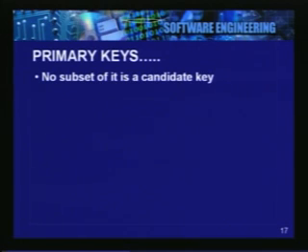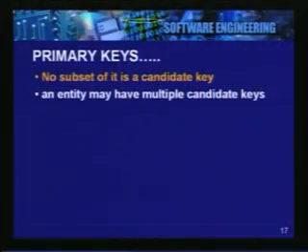Now, no subset of a candidate key is a key itself. So, in case a key contains more than one attribute, then all those attributes must be required, and we cannot do away with a subset of that. We cannot drop any attribute from that composite key. So, a candidate key may be a single attribute or multiple attributes, but when it contains more than one attribute, it should not have any redundant attribute. All of them must be required in order to identify an entity.